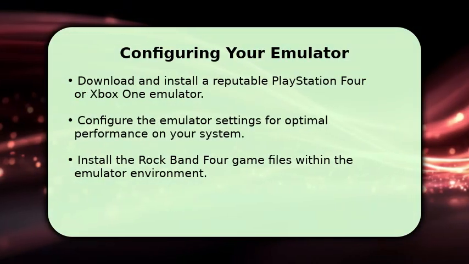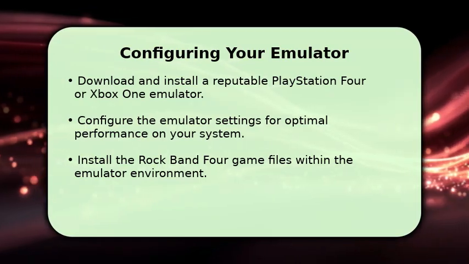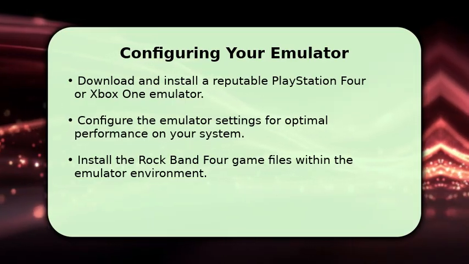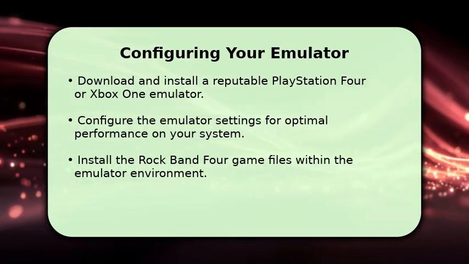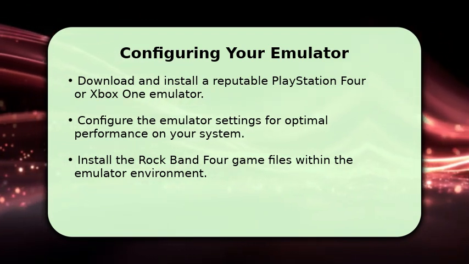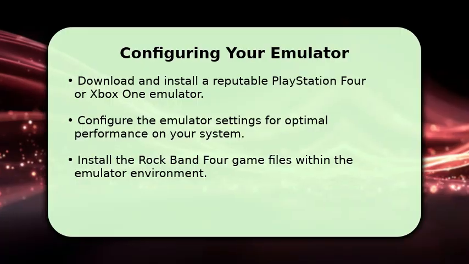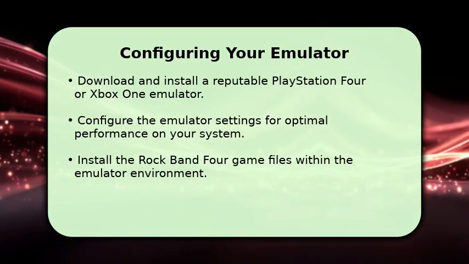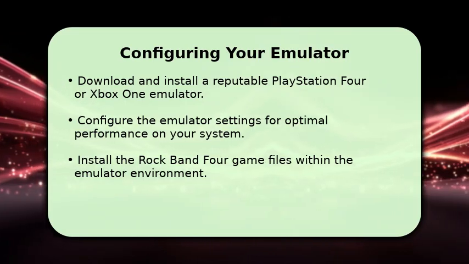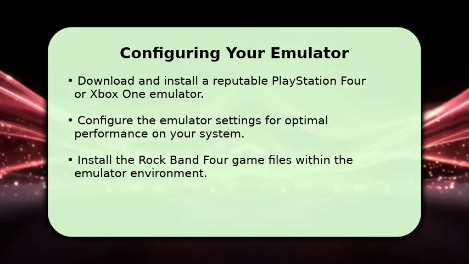Once you have your emulator, the next step is configuration. Download and install a trusted PlayStation 4 or Xbox One emulator. Take your time to adjust the settings for the best possible performance on your specific computer. Then, install your Rock Band 4 game files directly into the emulator. Finally, carefully map your instrument controllers to the emulator's input settings for seamless gameplay.